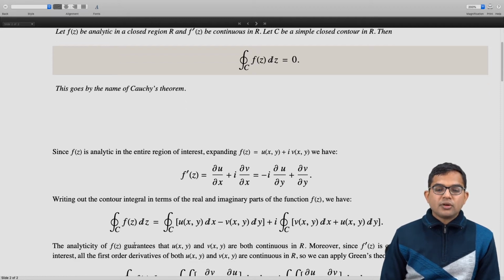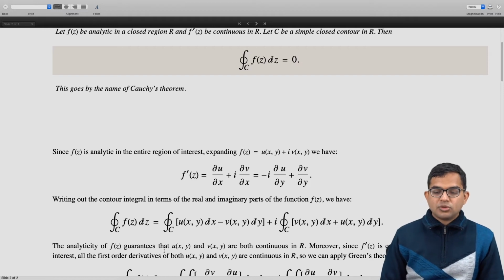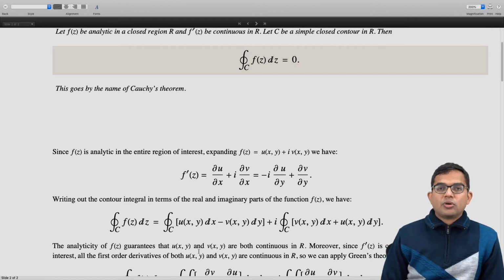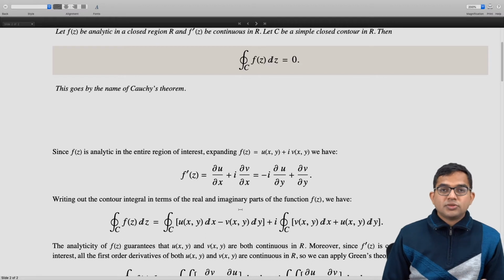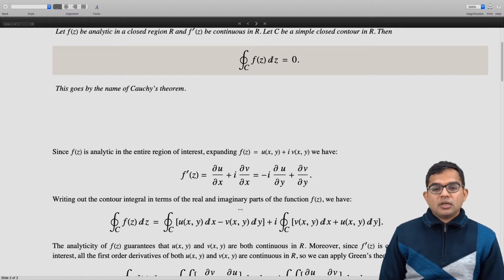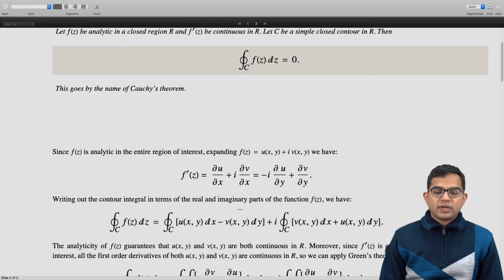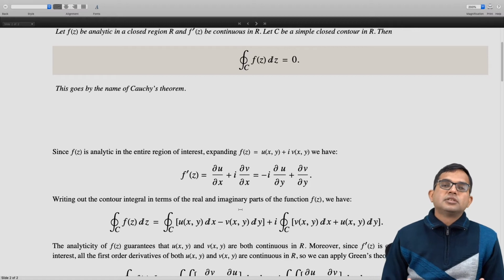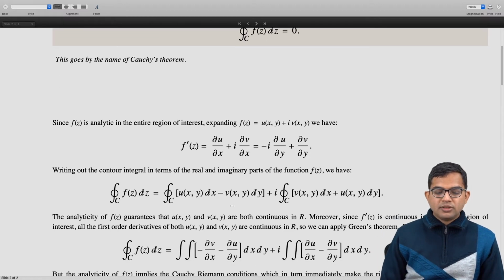The analyticity of f(z) guarantees that both u(x,y) and v(x,y) are continuous in R, and moreover f'(z) is also continuous in the entire region. This is part of the conditions which we put into the theorem, and therefore the first order derivatives of both u(x,y) and v(x,y) are themselves continuous in R. So all the conditions necessary for Green's theorem hold, and then we simply apply Green's theorem.